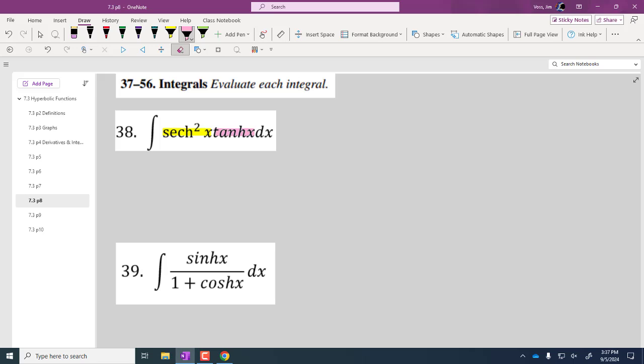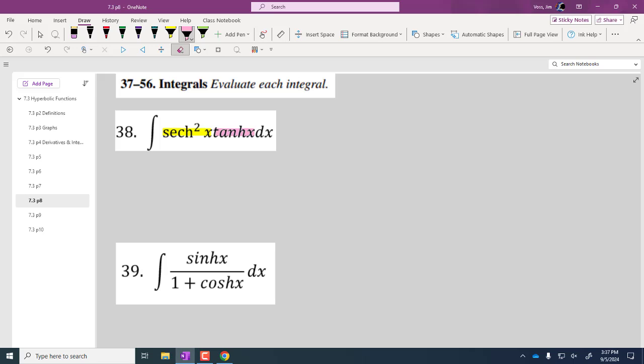So when I see that, I look and say, oh, the derivative of tanh, it's one of the primary three, so its derivative is positive. Derivative of tangent is secant squared. Derivative of tanh is sech squared. It's right there. That's a good target.